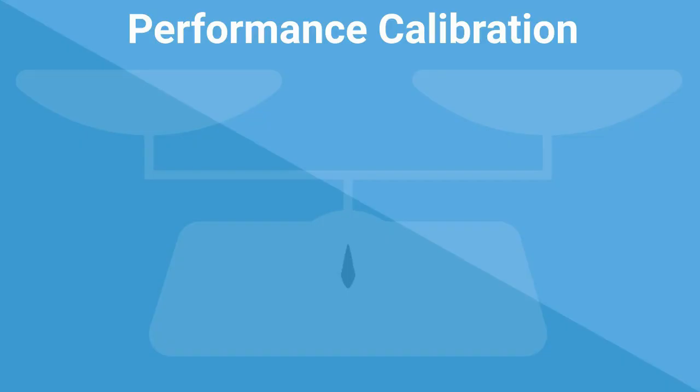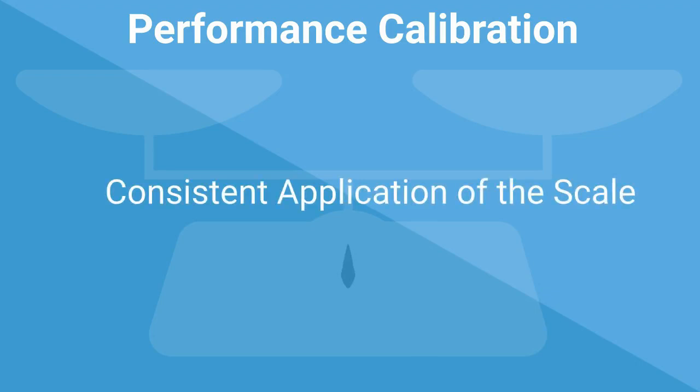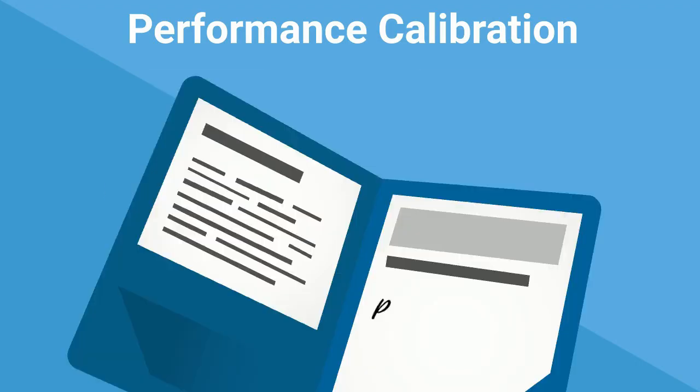Now let's look at the calibration step. A cross-functional performance calibration exercise is necessary to ensure consistent application of the scale across the organisation. This exercise is led by HR and is done prior to signing off and communicating the performance ratings to employees.